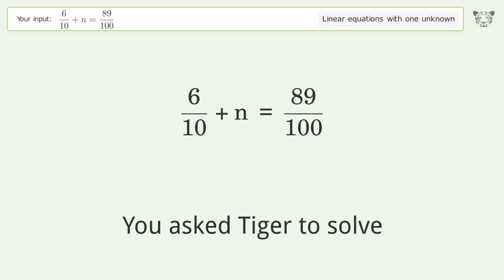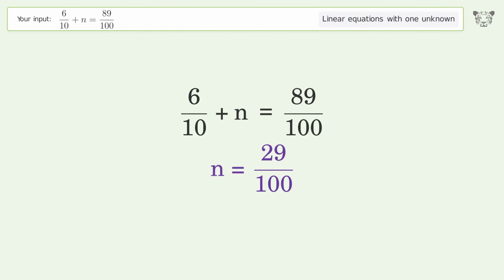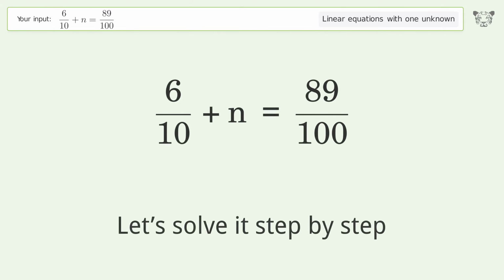You ask Tiger to solve. This deals with linear equations with one unknown. The final result is n equals 29 over 100. Let's solve it step by step.